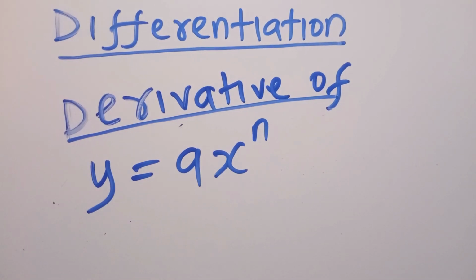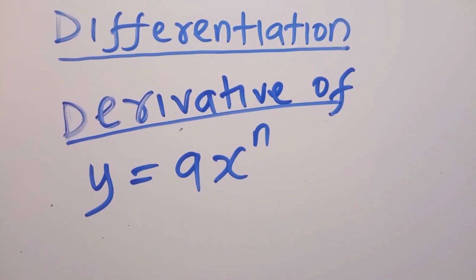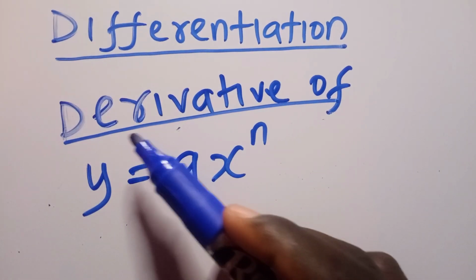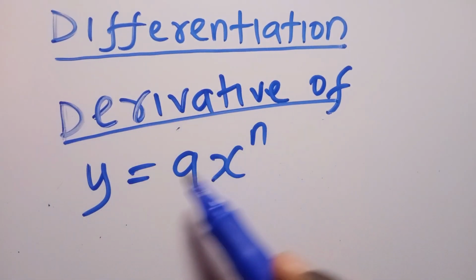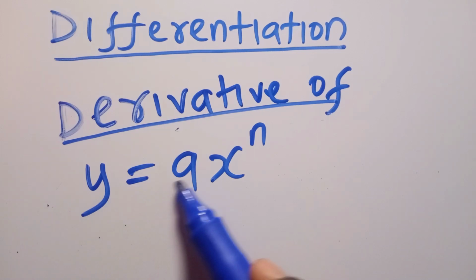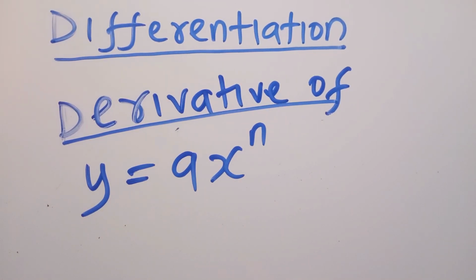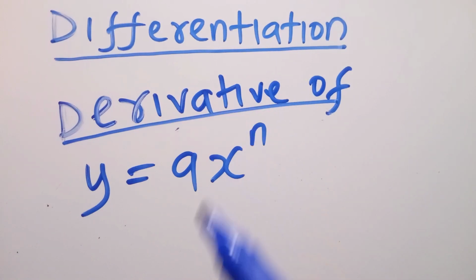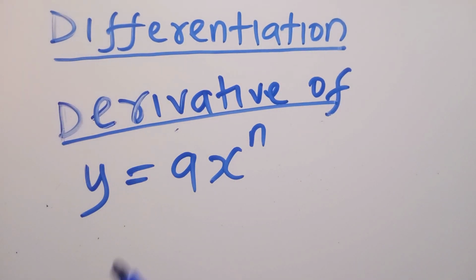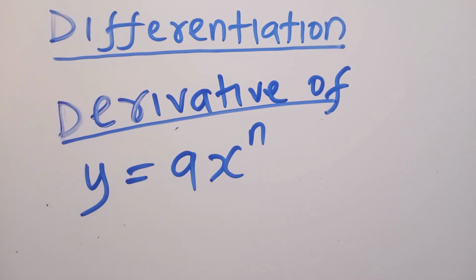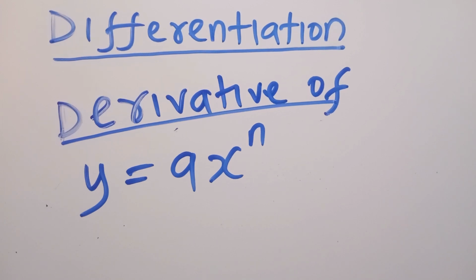Distinguished ladies and gentlemen, I want us to look at the topic of differentiation. Before we proceed to look at the derivative of the function y equals ax raised to n, let us define the word differentiation. Differentiation is the process of obtaining the gradient of a function. It is the process of obtaining the gradient function.